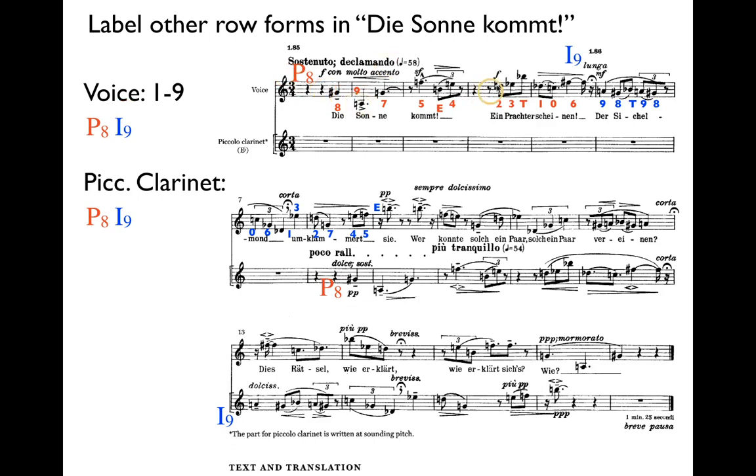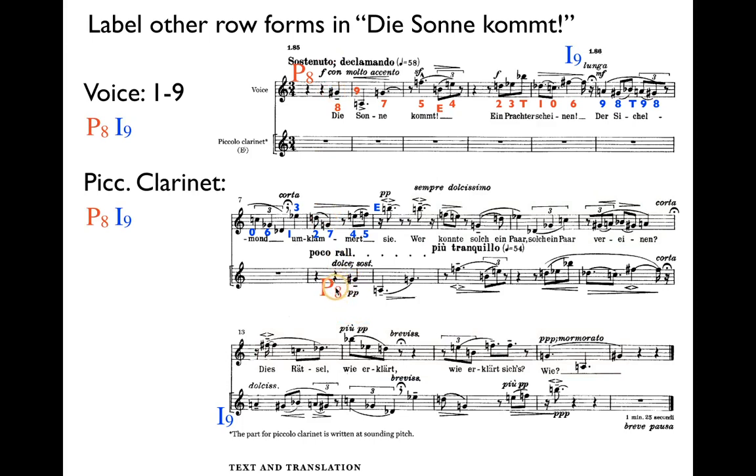So once we find these row forms, we can track them through the piece. Other row forms in Die Sonne kommt: if we start with prime and follow it through, or start with inversion 9, we have 9, 8, T, 9, 8, we repeat, 0, 6, 1, 3, 2, 7, 4, 5, E. We can also see in the clarinet line a prime form: G sharp, A, G natural, F, B natural, E natural. It's the same row form as above, right? So this row form and this row form are the same.